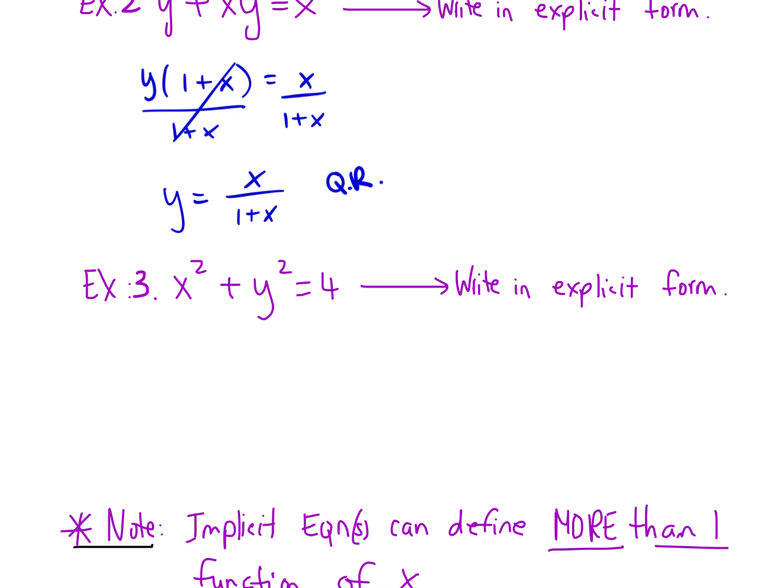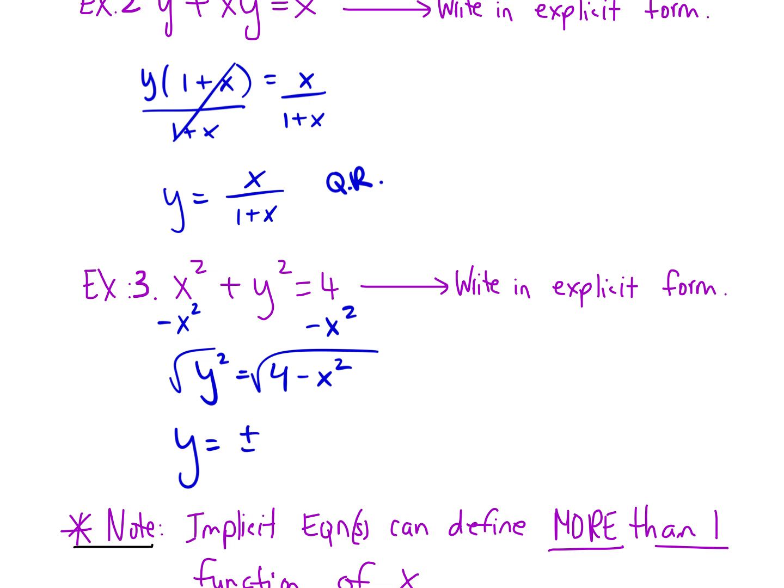Similar to number 3, we can get the y to be all by itself. I'd have to subtract x squared. So y squared equals 4 minus x squared. What would I do next to get the y all by itself? Awesome, square root both sides. So what would y equal? If I take the square root of both sides, what do I need? Plus or minus square root 4 minus x squared.